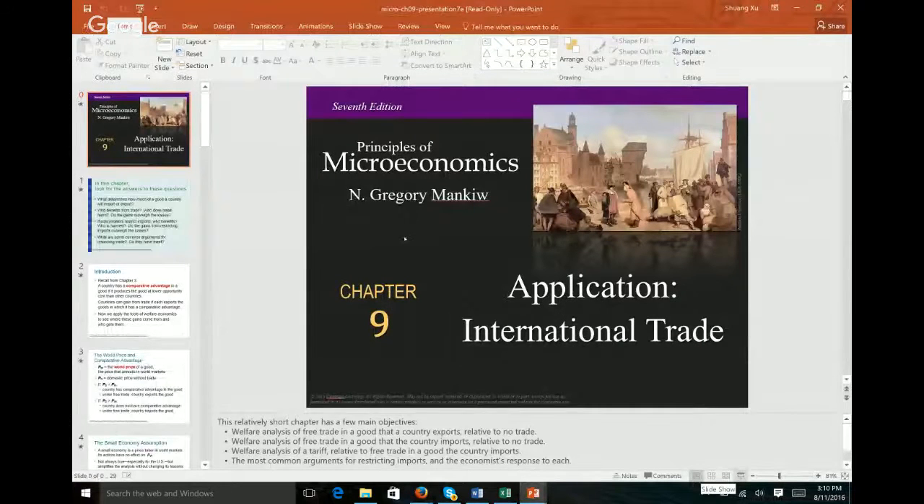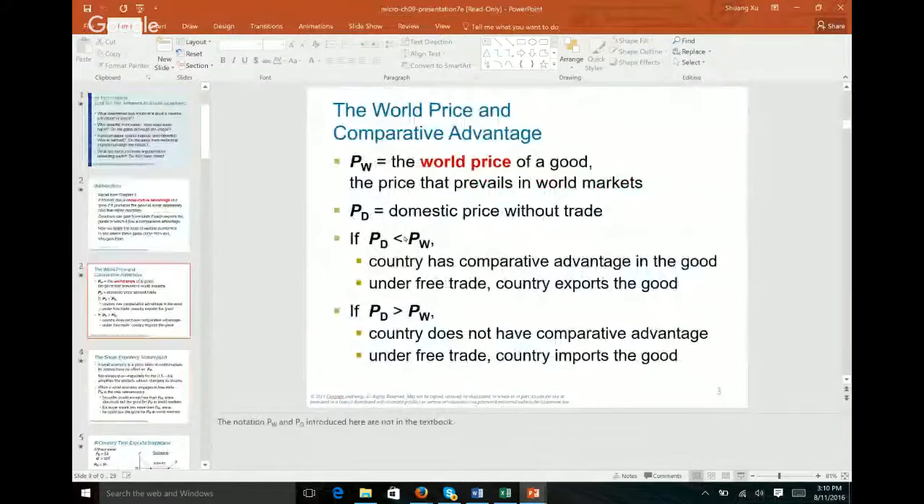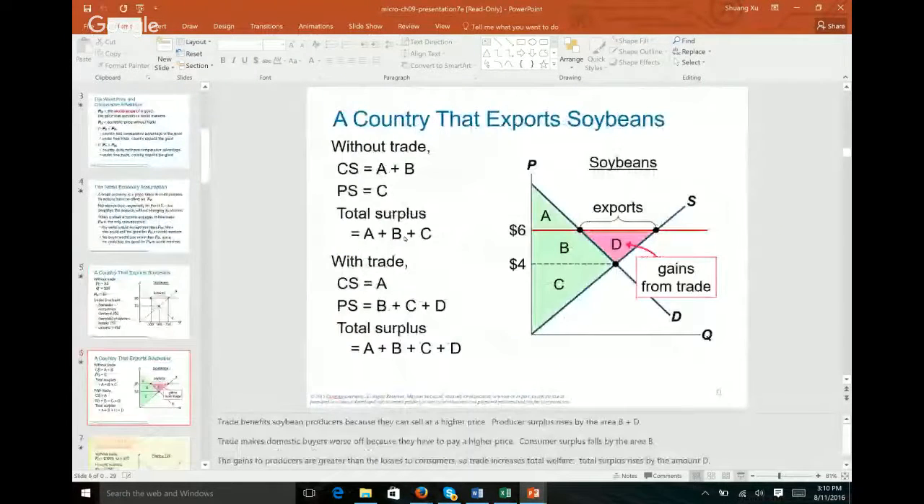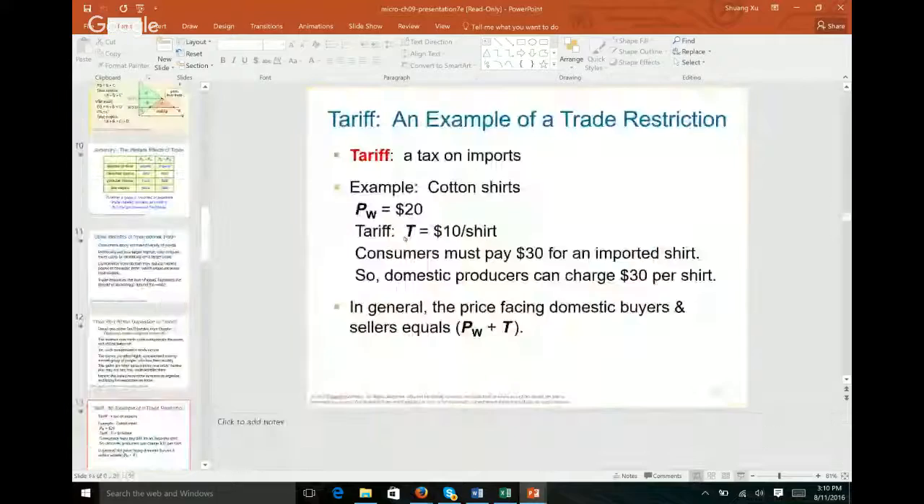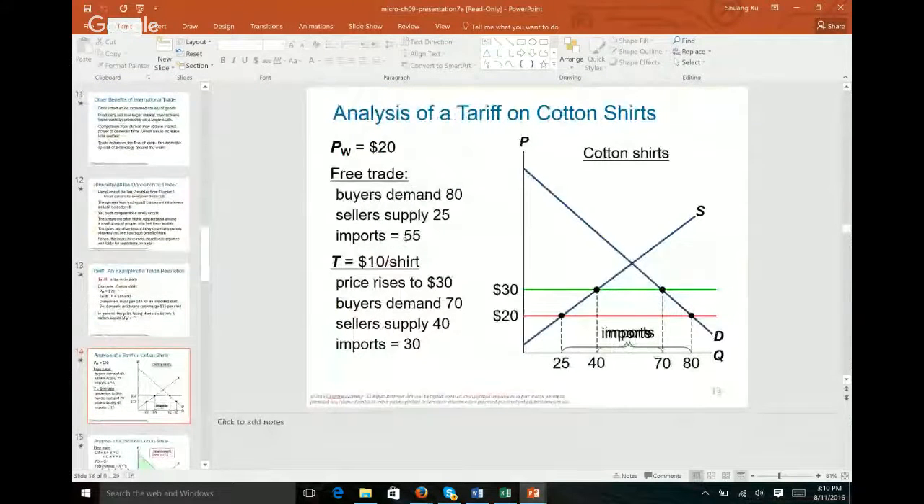Okay. Chapter 9 is on international trade. Know what's a world price. So no definition for that. Also know what's a tariff. So tariff is the tax on import. And also make sure you know how this graph works. Okay. So let's go over this one more time.